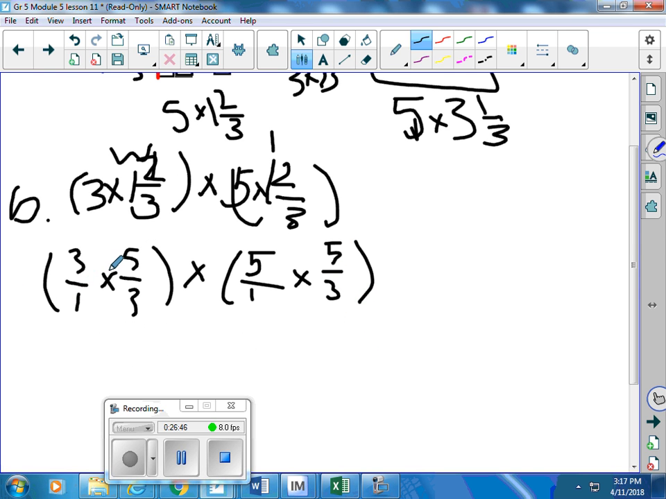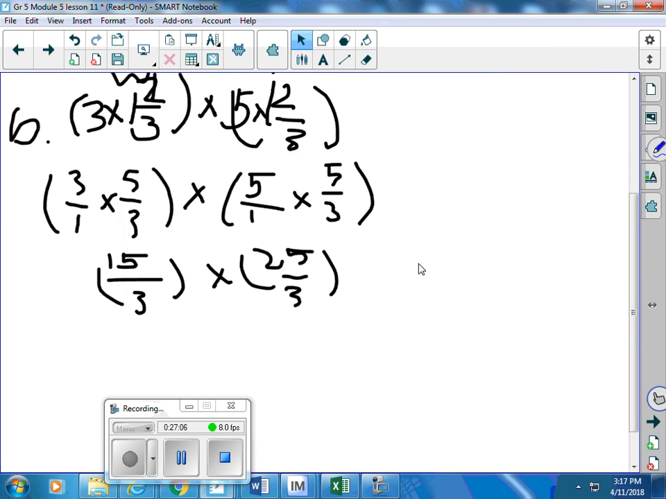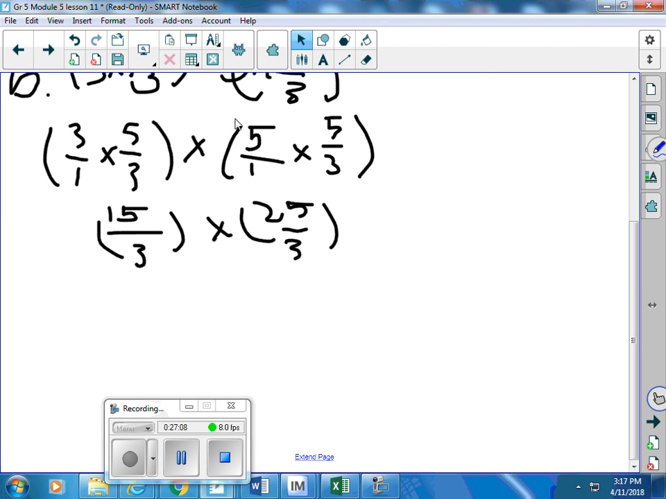All right, now I can multiply. 3 times 5 equals 15 thirds. I'm going to multiply over here by the other side. 5 times 5 is 25 thirds. That was inside the parentheses. And now technically I'm done with the parentheses, so I can drop them. I'm not going to do the math on this yet because I would turn them into mixed numbers to be multiplied. So I'm going to leave them as improper fractions.